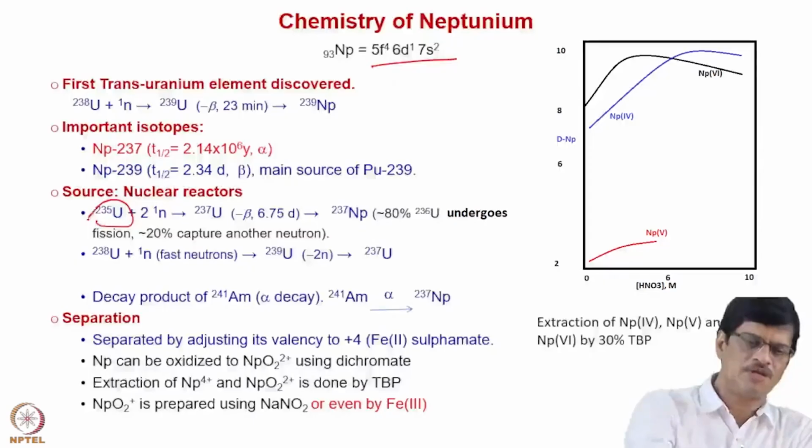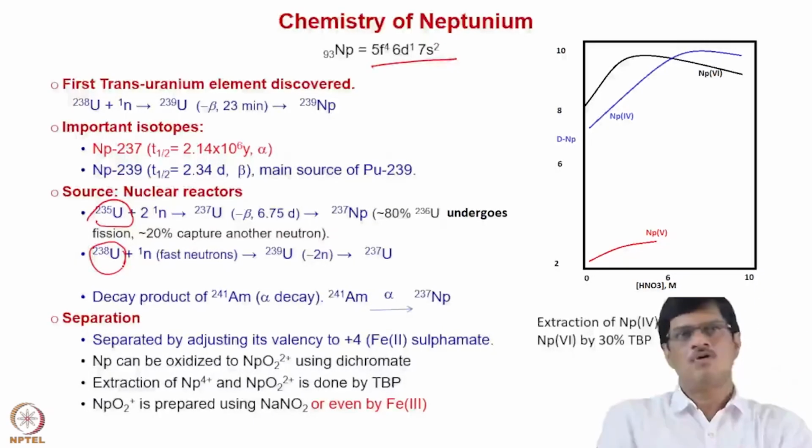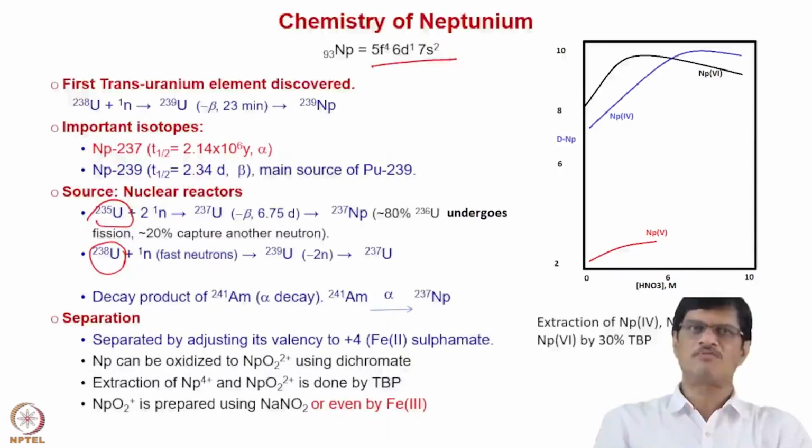From uranium-235 we can get it, as well as from uranium-238 by capture of fast neutrons, and also by capture of thermal neutrons for uranium-235. We get uranium-237 from uranium-235, which undergoes beta decay to give neptunium-237. Similarly, for uranium-238, capture of a fast neutron gives uranium-239, and it emits 2 neutrons to become uranium-237, which undergoes beta decay to give neptunium-237.